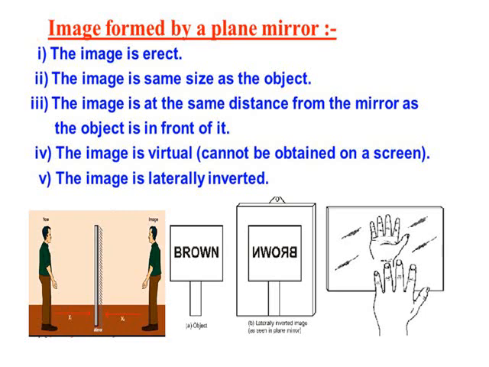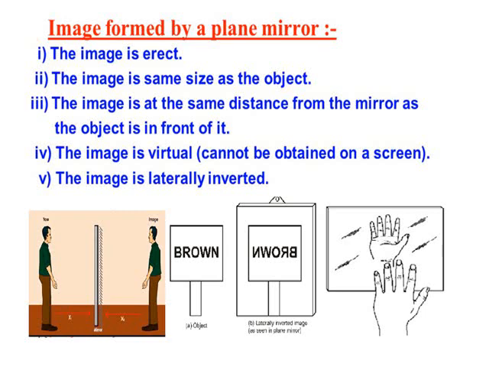The image formed by the plane mirror is erect. Now look at this diagram here. A man is standing in front of the mirror and his image is seen on the mirror. Now the head is up. In the image also the head is up. Therefore it is an erect image.